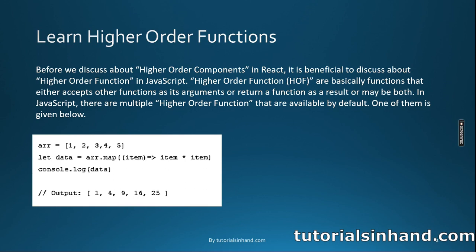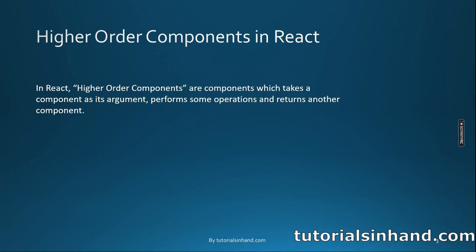Now let's proceed to learn about higher order components. In React, higher order components are components which take a component as their argument, perform some operations and return another component. You would ask why I talked about higher order functions before higher order components. This is because in React, components are basically functions. If I talk about functional components, which is the most preferable way of using components in React, we mostly use functional components, and functional components are basically simple JavaScript functions. They just return JSX, which gets rendered on the UI, rather than any plain value like normal JavaScript functions.